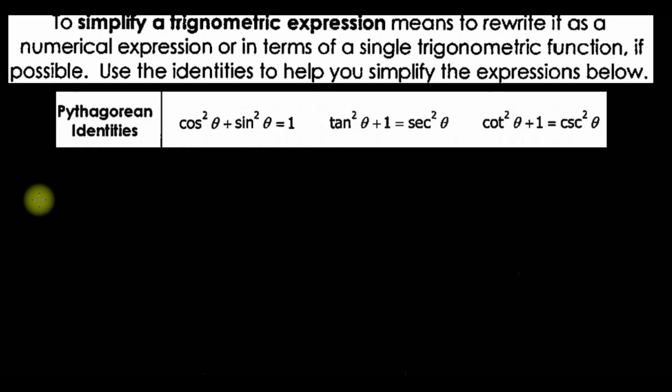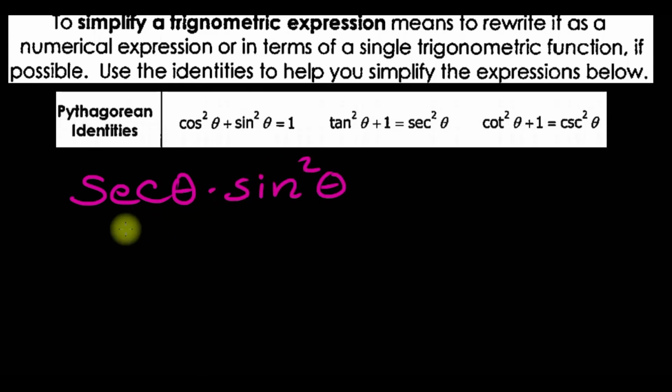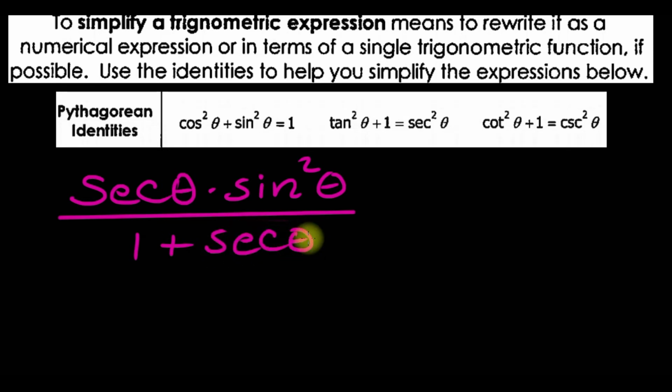Now we're going to simplify this one. Here we have secant theta times sine squared theta all over 1 plus secant theta. It looks like we're going to have to use the reciprocal identities and the Pythagorean identity. We use the reciprocal identity for secant and the Pythagorean identity for sine squared.